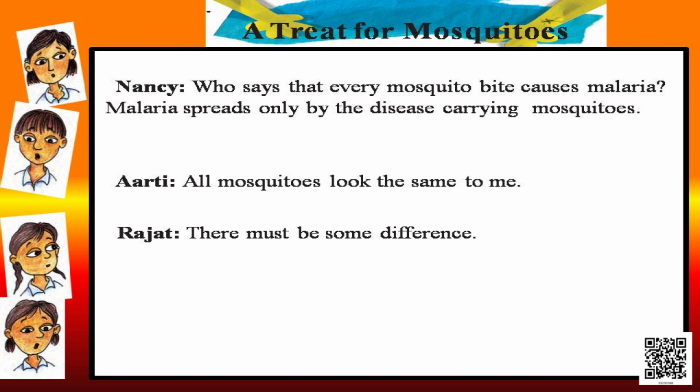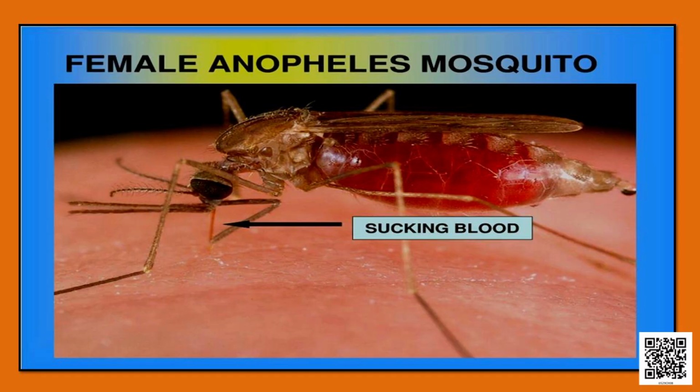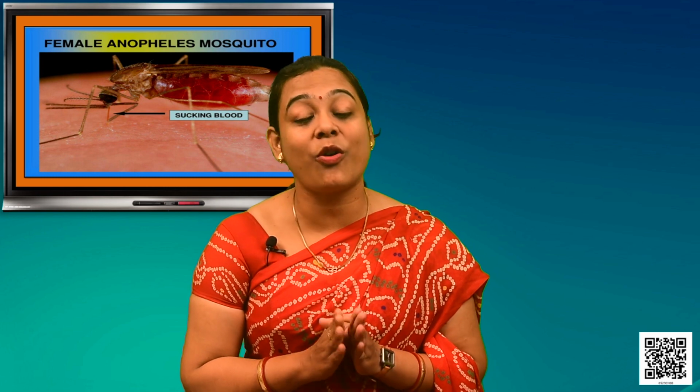No, it's not. So, Nancy answers that who says that every mosquito bite causes malaria? Malaria spreads only by the disease carrying mosquitoes. So there is a special type of mosquito which carries the disease carrying germs, and malaria is caused by the female Anopheles mosquito. This is a particular mosquito which is responsible for carrying the germ of malaria, and they spread malaria. All other kinds of mosquitoes do not spread malaria. So there is a special type of mosquito, that is the female Anopheles mosquito, which carries the disease of malaria and they spread it.